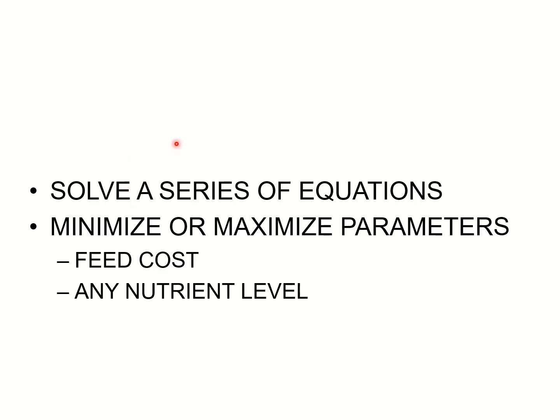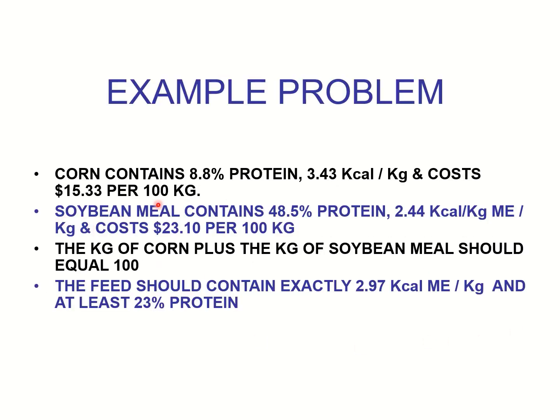Using an Excel sheet to formulate a ration. The idea is to solve a series of equations, minimizing or maximizing parameters such as feed cost or any nutrient level. Here is an example of the problem. Corn contains 8.8 percent protein, 3.43 kilocalories per kilogram, and costs $16 per 100 kilograms, as an example.